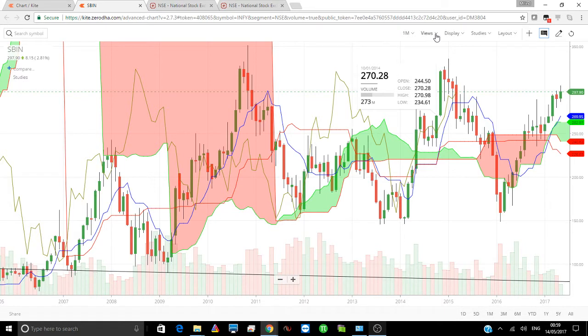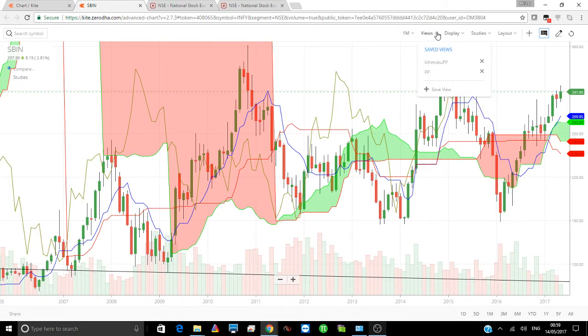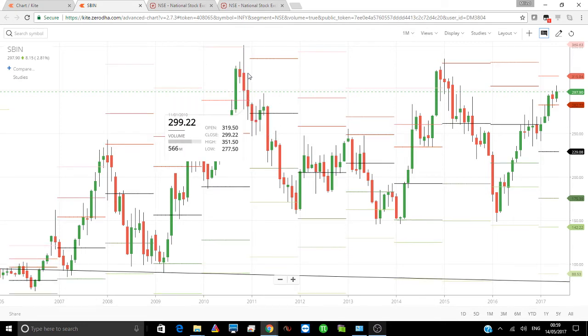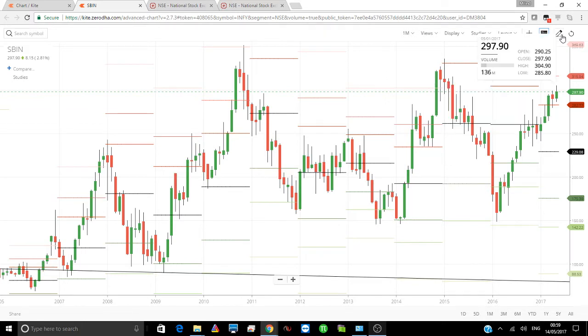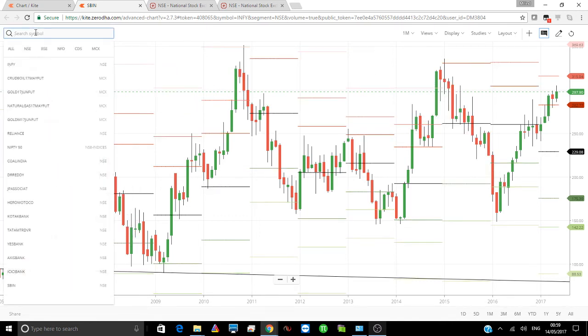I'll just quickly remove the Ichimoku and go to the plain chart. See, look at this. You have a chart which has gone up, gone down, gone up, gone down, gone up. It looks to me like a sideways move. This is not a chart like your Yes Bank.